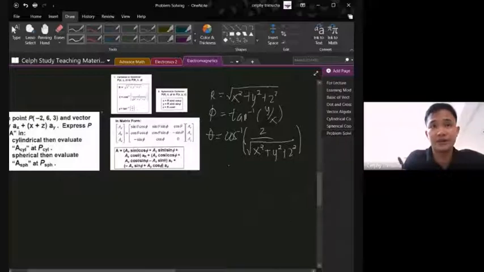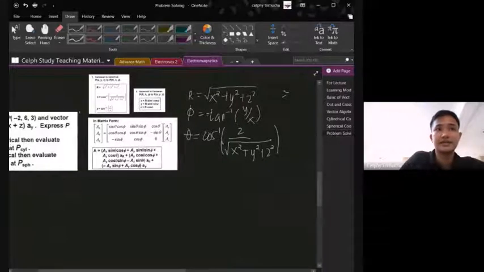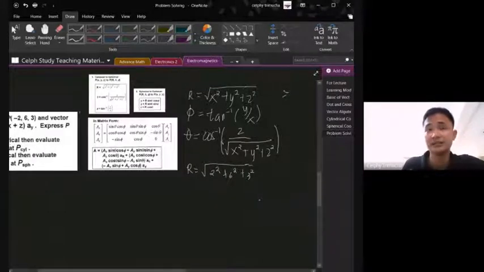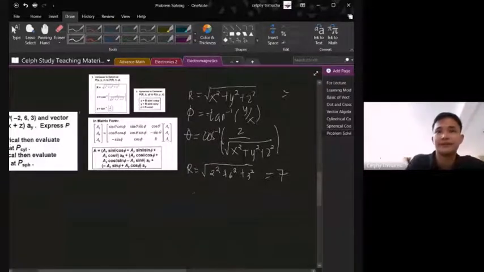Okay, so pangitaon na nato ang values. Ang aton R, so pila aton answer for R. Square root of x squared plus y squared plus z squared. So aton nga x, y, z is negative 2, 6 kag 3. So R is equal to square root of 2 squared plus 6 squared plus 3 squared. So 4 plus 36 is 40, plus 9 is 49. Square root of 49 is equal to 7. So R natin is 7.